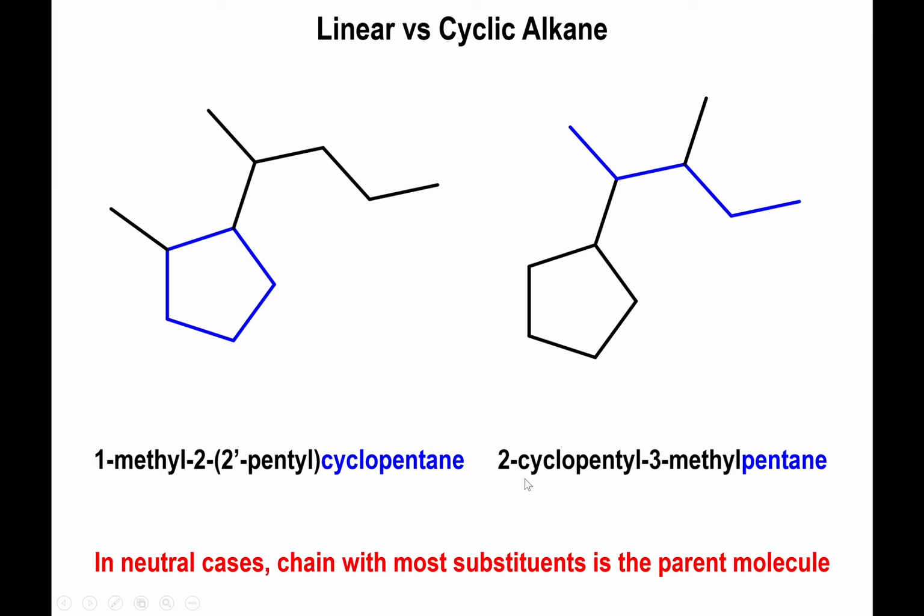Cyclopentyl comes first alphabetically, methyl comes last. So you pick the numbers that have the lowest value, right? So 2-cyclopentyl, 3-methyl versus 3-methyl, 4-cyclopentyl, right? So that's what you want to have in terms of your names.